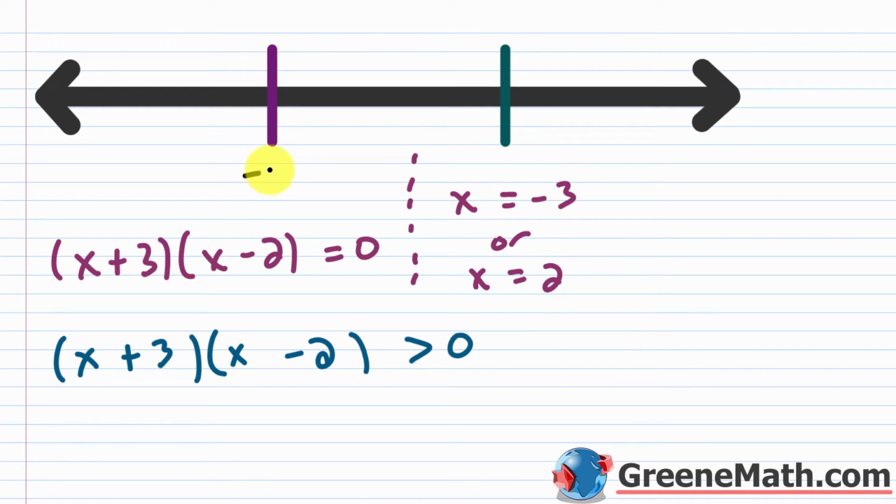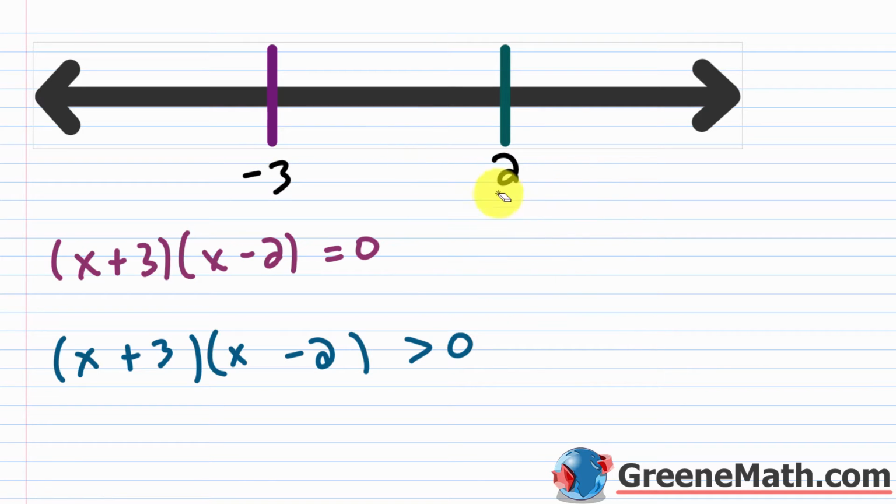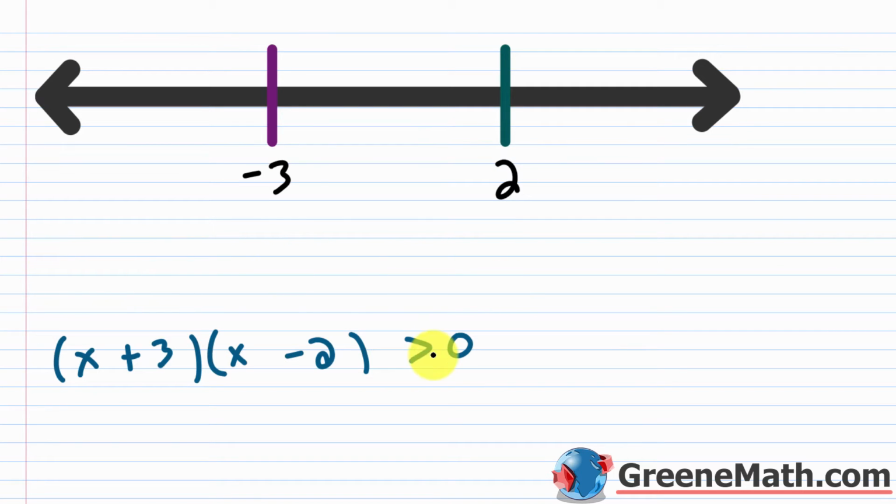So let's put our -3 here, and let's put our 2 here, and then you can get rid of all of this. You don't need it anymore. Let me rewrite that in. You can get rid of this. Now we're just focused on the inequality.